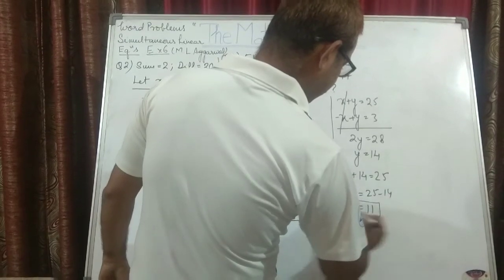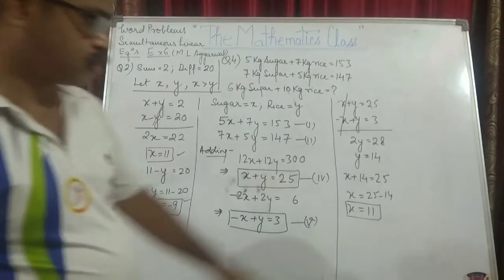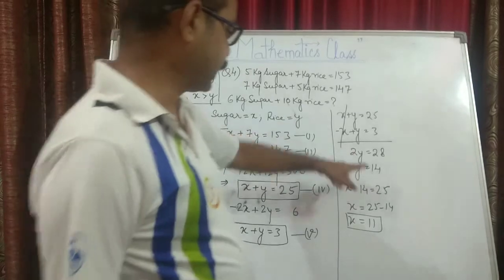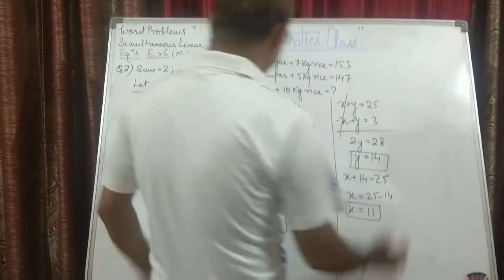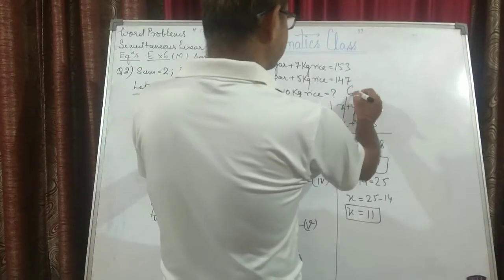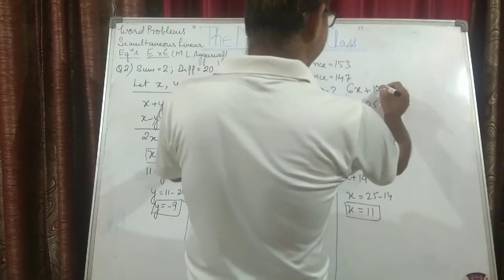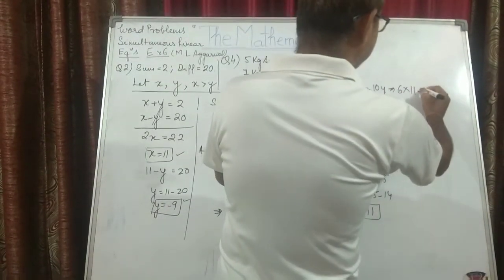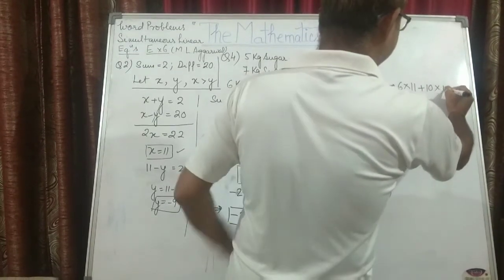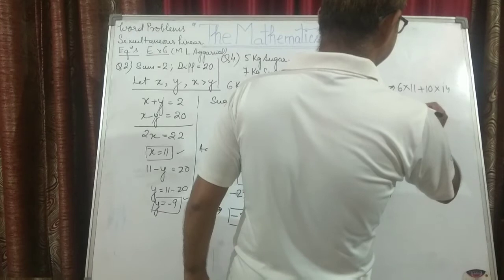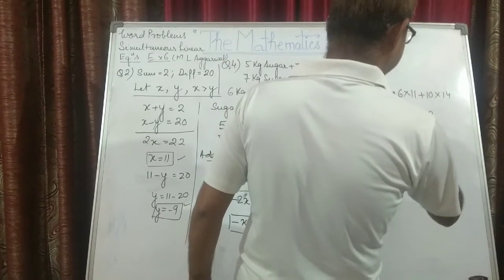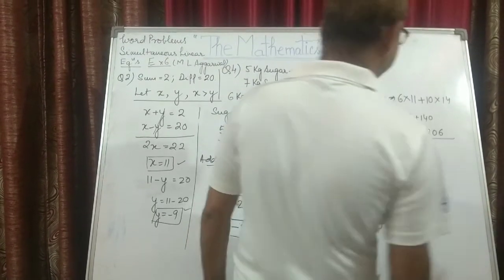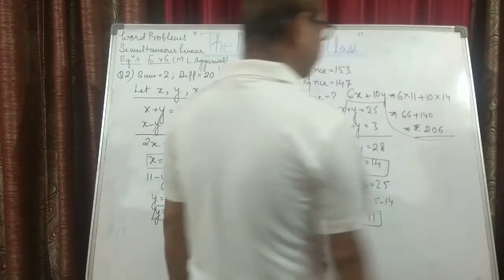X is 11. Means x was what? Sugar. So cost of 1 kg of sugar is 11 rupees and cost of 1 kg of rice is 14 rupees. Now you have to find the value of 6 kgs of sugar and 10 kgs of rice. It means 6 into x, that is 11, plus 10 into y, that is 14. So that is 66 plus 140. 140 and 60 is 200. So finally it is rupees 206. That is the final value. When you add this all, you will get the final value.